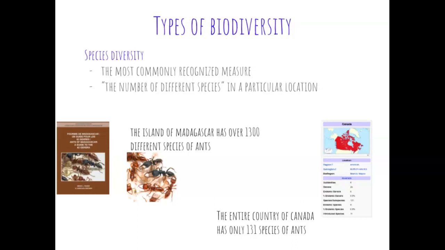And it's important for conservation biologists to know this information because if you're trying to work on conservation of a species or of a group, it's important to know how many of that species or how many different types of that organism should be there. So trying to save 1,300 species of ants is a lot different than trying to save 131 species of ants. So it's important to know the biodiversity that should be occurring in any particular area.